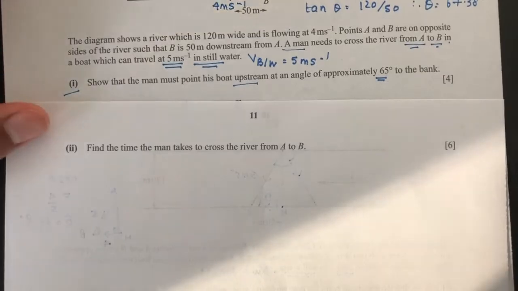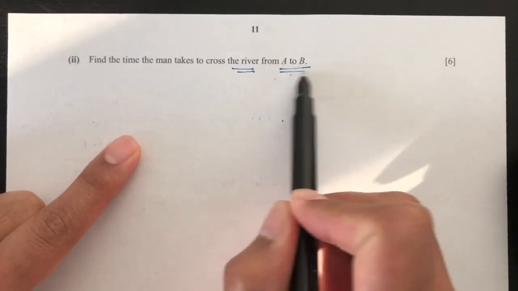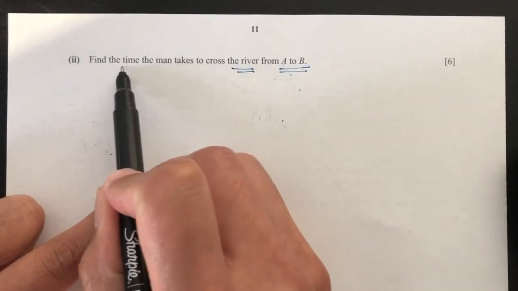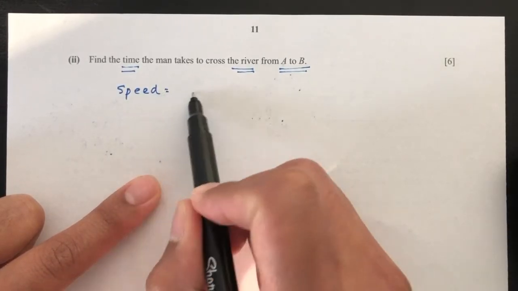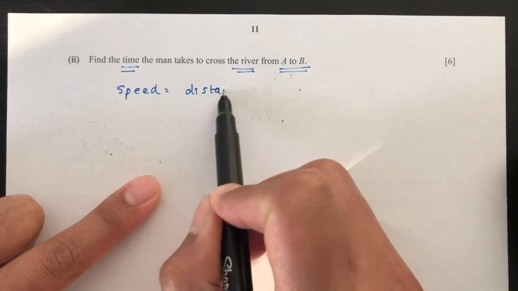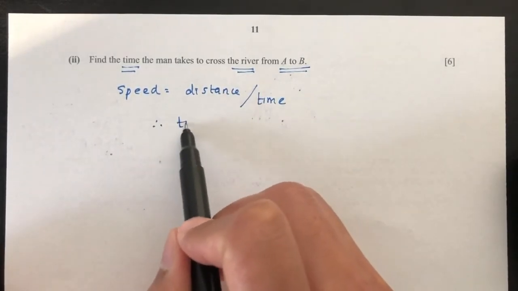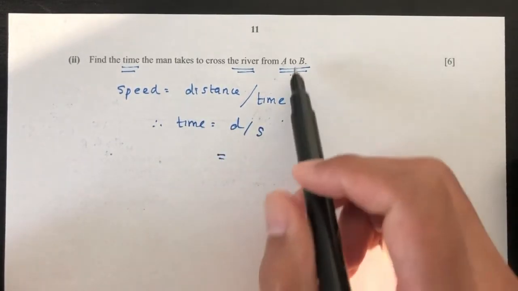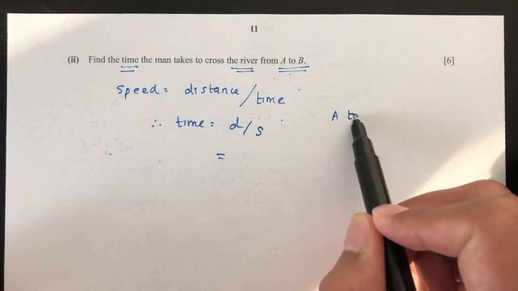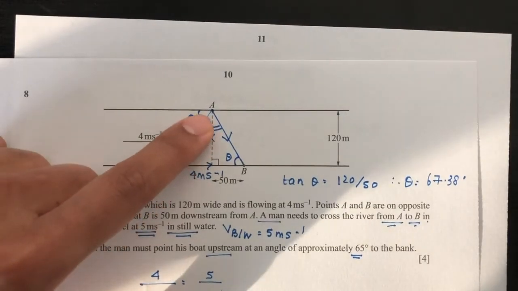So now moving on to part 2. It says find the time it takes the man to cross the river from A to B. So to find the time, we know the formula is speed equals distance divided by time. So time will be distance divided by speed. So what is the distance AB? A to B. So let's find out.